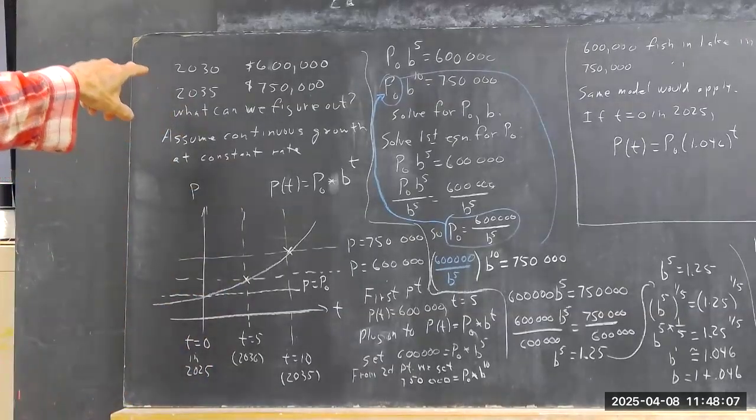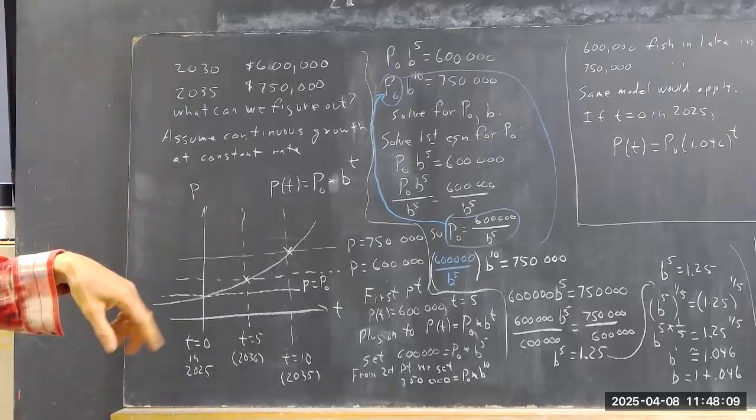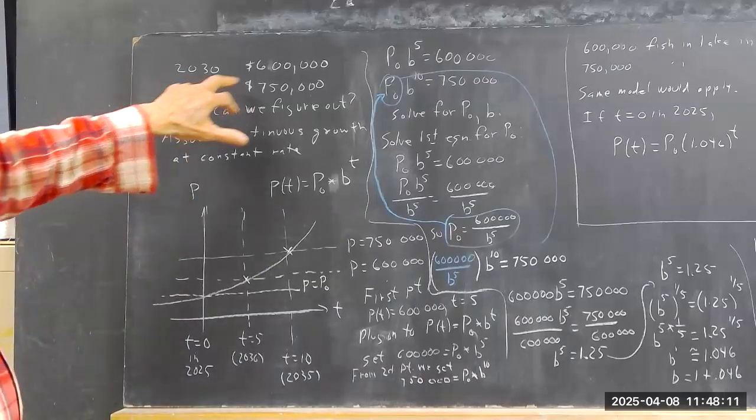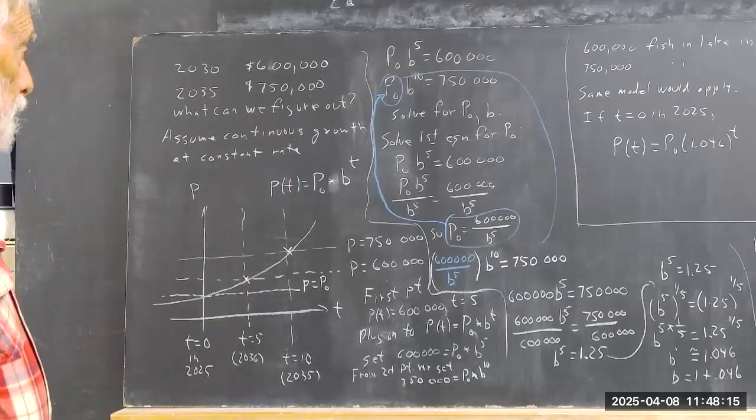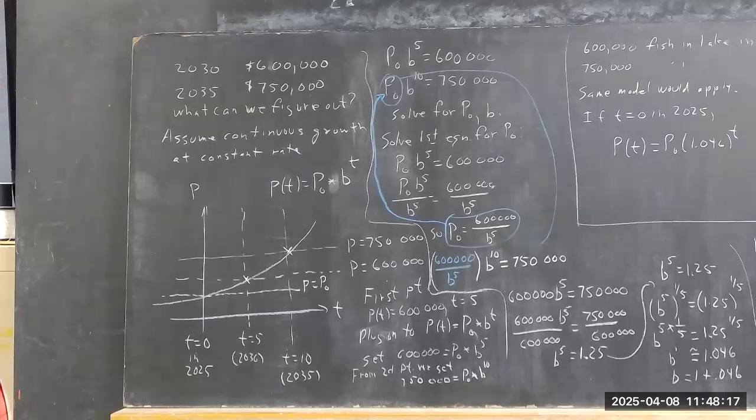And here's the example that we started with. In the year 2030, we have $600,000. The year 2035, we have 750,000. Question, what can we figure out from this?